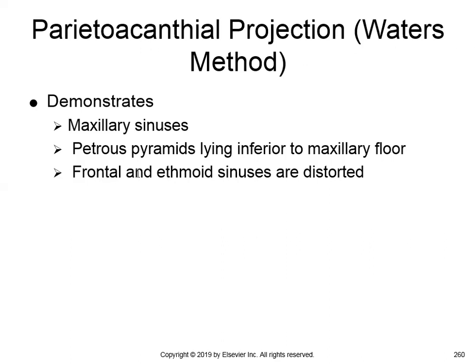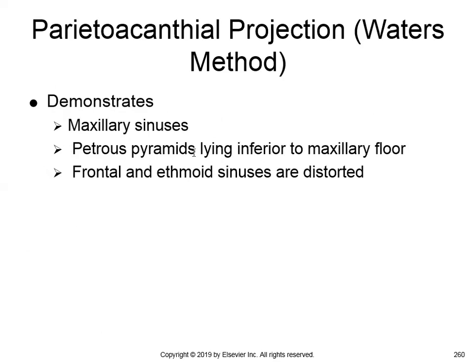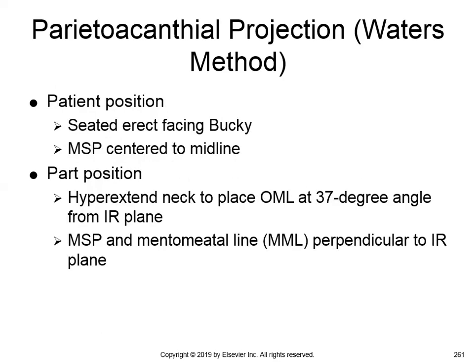So our Waters is going to be the same Waters we saw before, where we maintained a horizontal central ray. So there's no real difference between the Waters for the facial bones, or Waters for the nasal bones, or Waters for the petrous ridges, or I'm sorry, for the maxillary sinuses. Petrous ridges should still lie below the maxillary sinuses. It's the 37 Waters. It's not the modified Waters. Modified Waters is 55 Waters. We're looking at a 37 here, because, again, we want to put the petrous ridges below the maxillary sinuses.